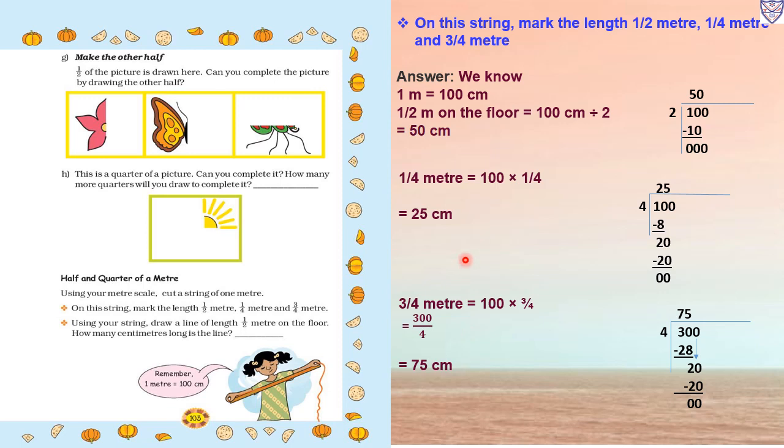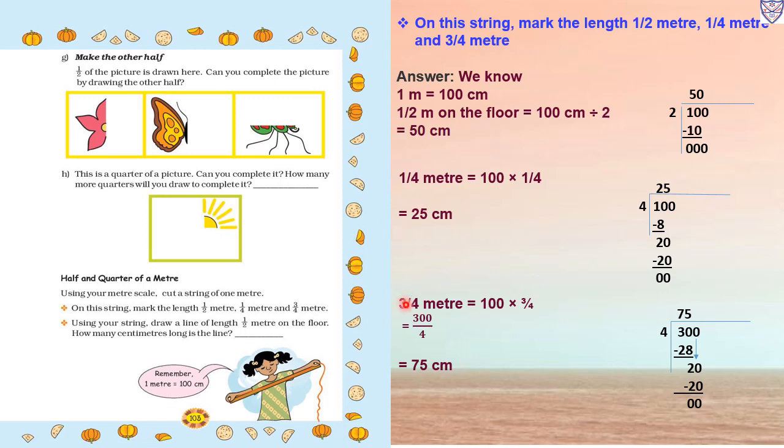See, again we will see 1 meter equal to 100 centimeter, and the string was 1 meter means 100 centimeter. So first we have to mark half meter of the string. So that is 100 divided by 2, that means 50 centimeter. Then we have to mark 1/4 meter of the string. So 100 divided by 4. So we will get 25 centimeter.